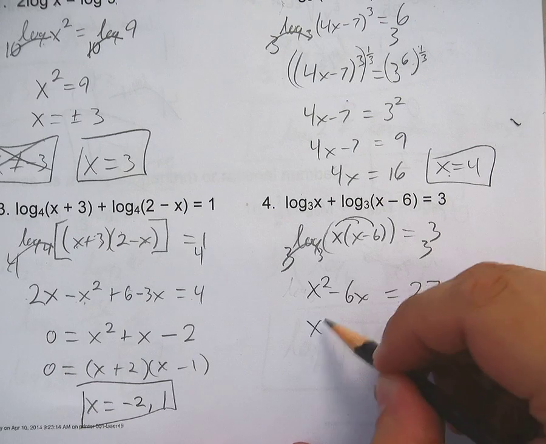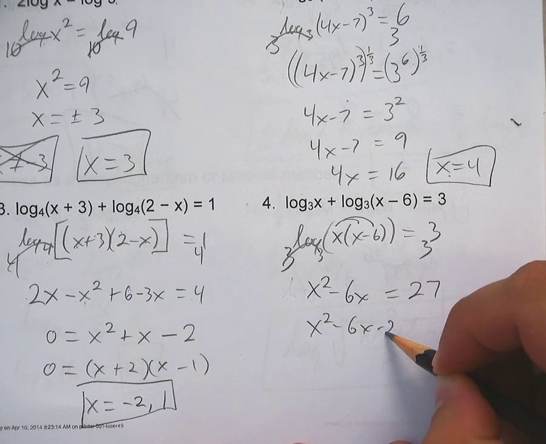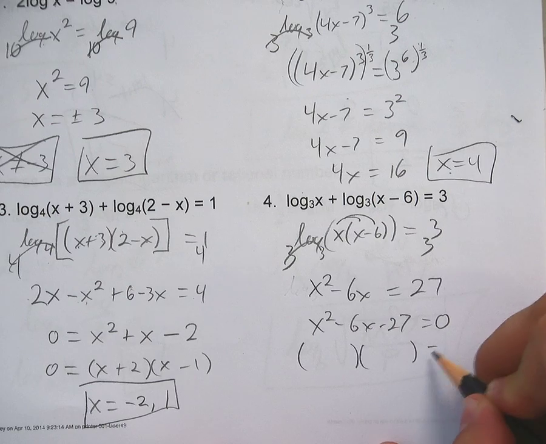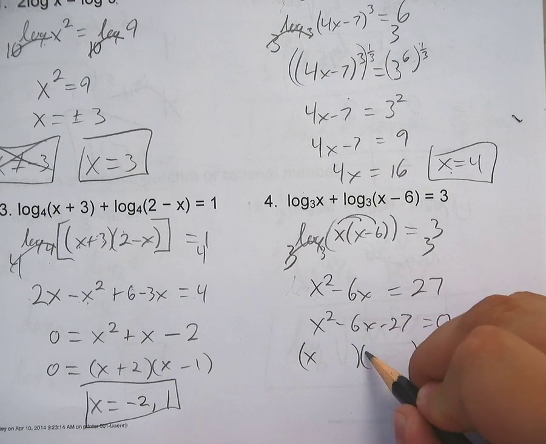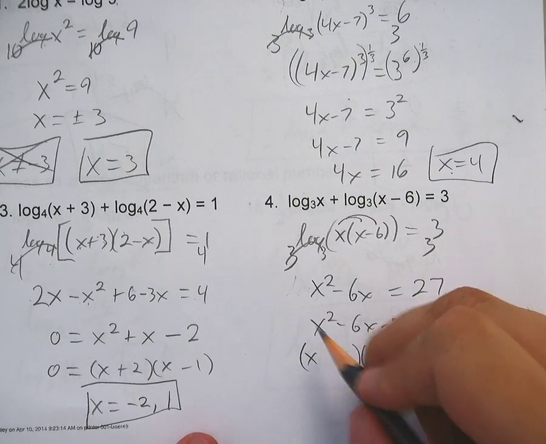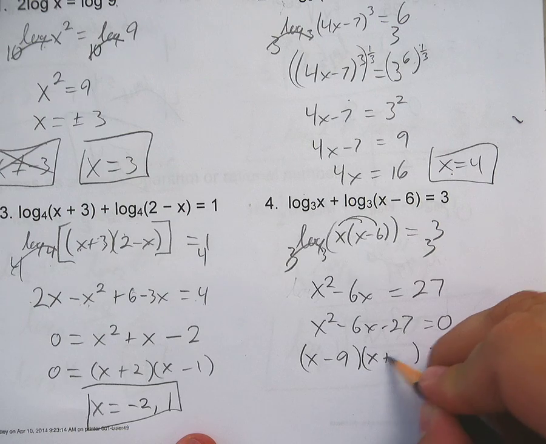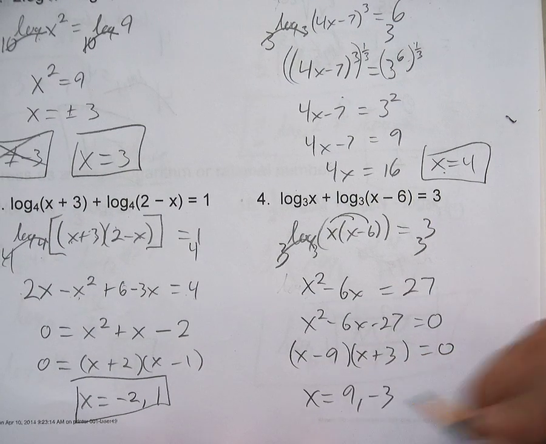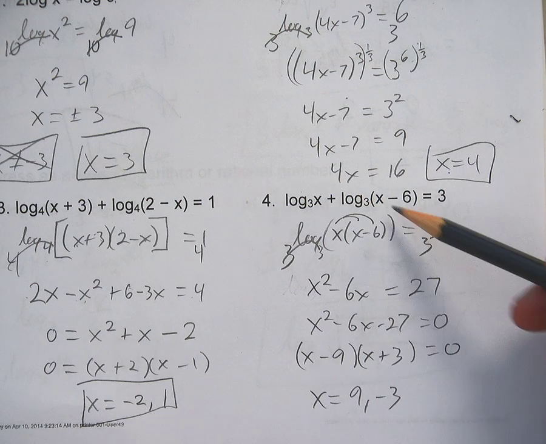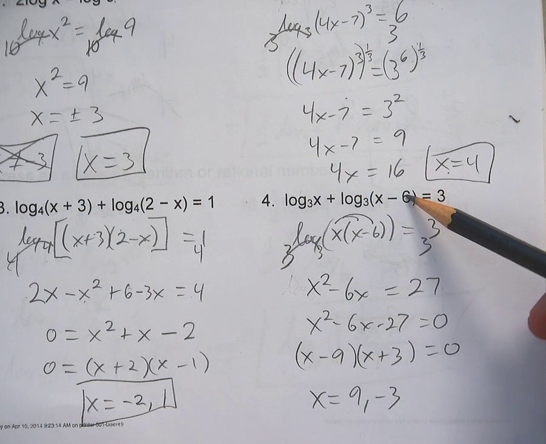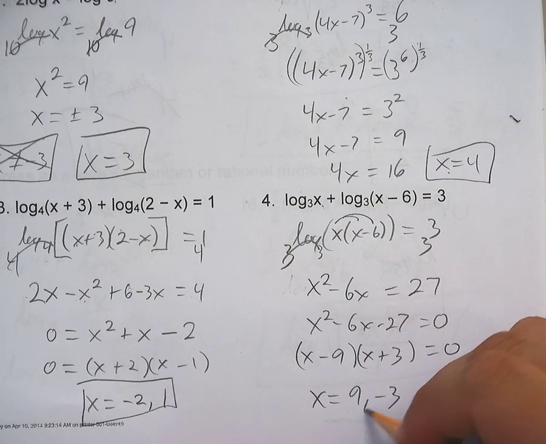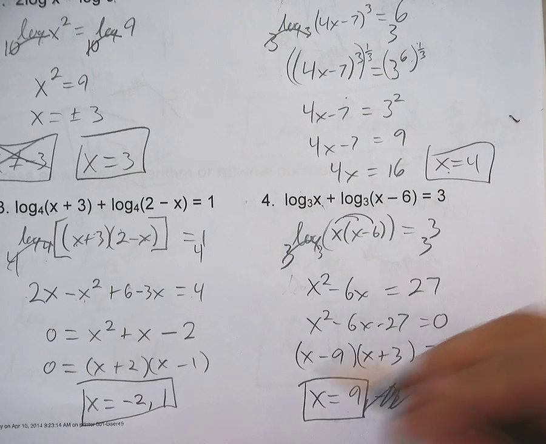Bring your 27 over, x squared minus 6x minus 27 equals 0. I'm sorry to rush, but I'm sure you're pretty much done watching this anyways. X minus 9, x plus 3. So x equals 9 and negative 3. Check those. If you put a negative 3 in here, you get negative 3 minus 6 is a negative value, and obviously if you put a negative 3 in here, it's negative. So this one's a no-go. This one is your answer.